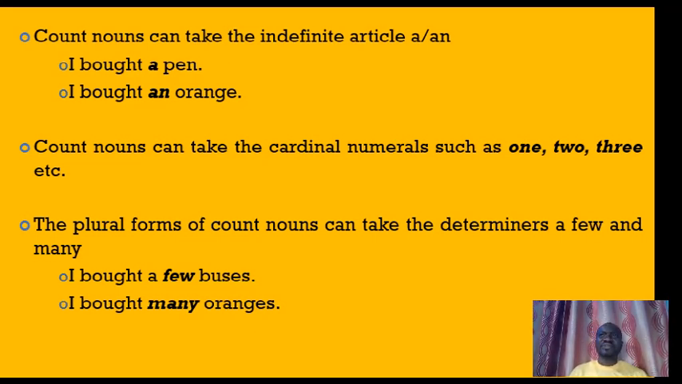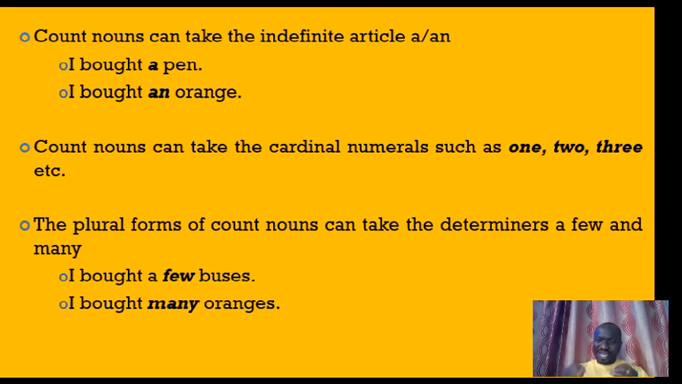But if we have a president like our current president Akufo-Addo, we cannot say a Akufo-Addo. Akufo-Addo is a president and a unique person. So we cannot say that. Again, count nouns can take the cardinal numerals such as 1, 2, 3.